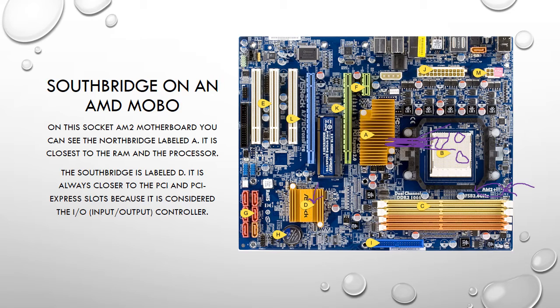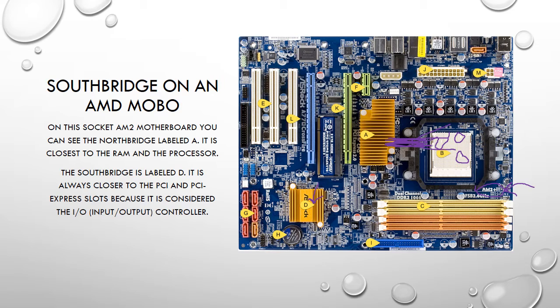Okay, on this one we've got our SATAs over here on G. H is our CMOS chip. I is IDE. So you would be able to connect two hard drives, because on an IDE channel you can connect two devices. On SATA channels you can connect one device per channel, so you could connect six hard drives.